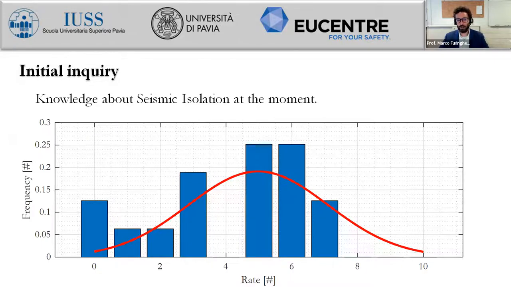So just a very big picture of what you said in the initial inquiry. This is the final result, over 17 answers, regarding the knowledge about seismic isolation at the moment. Generally, the average of this distribution, assuming it is a normal Gaussian distribution, which simplifies these bar plots a lot, but also the statistical set of data is not so wide. The average is 5, so this means that there is not so much background about seismic isolation.